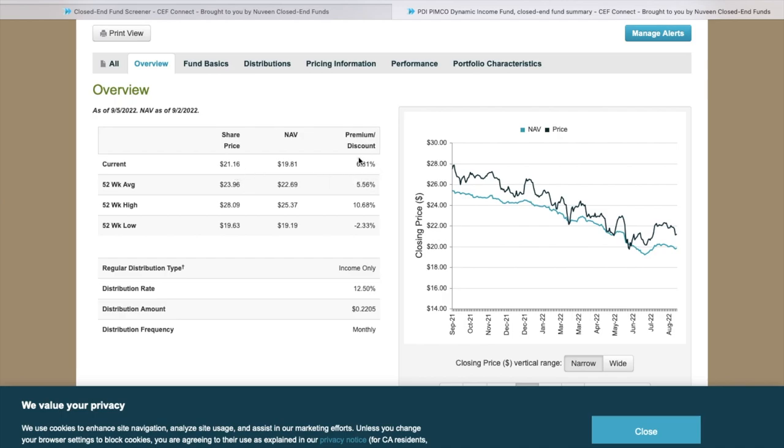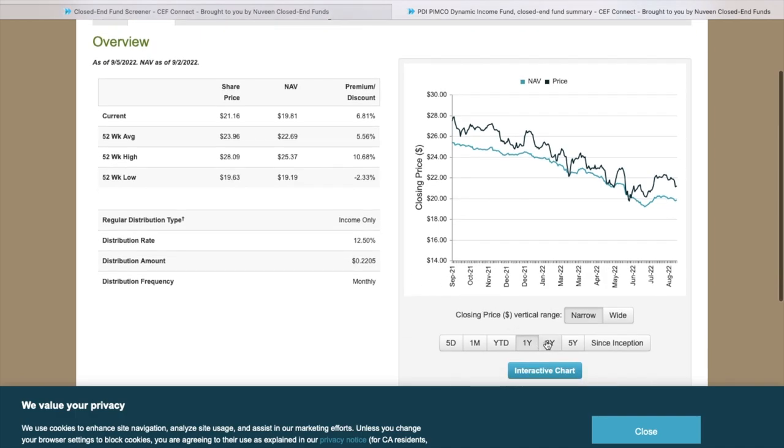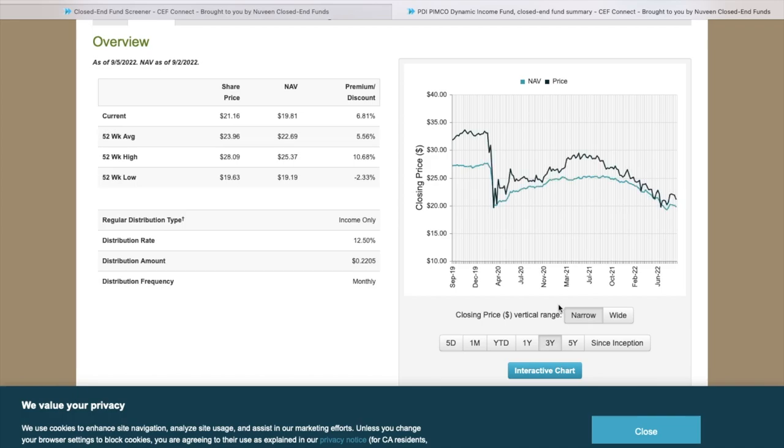It's at a little bit of a premium, but you can also see the 52-week average, which you always want to look at. It runs at a premium, so it's pretty close to what the average premium is. And it's about $21 a share right now. So for 1,000 shares, this would be about $21,000 right now. And on 1,000 shares, you're going to get about $220 a month in income, it looks like.